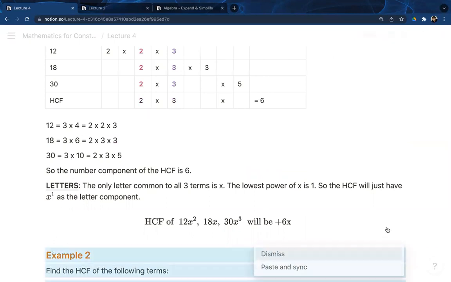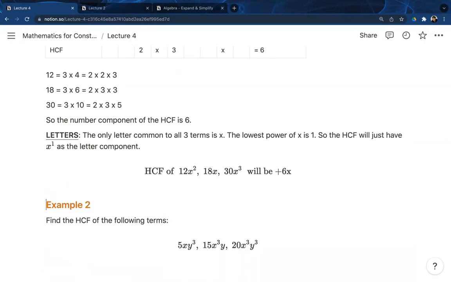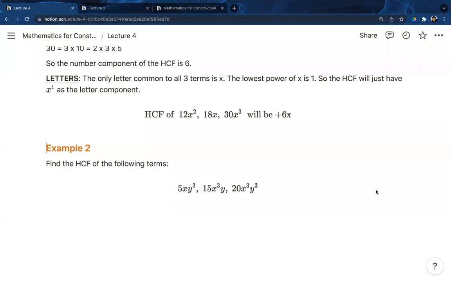With that in mind, tell me if you think you want to try this example here. We have 3 terms here in example 2. We want to find the HCF of these terms. Okay.